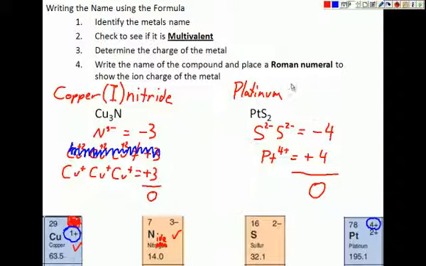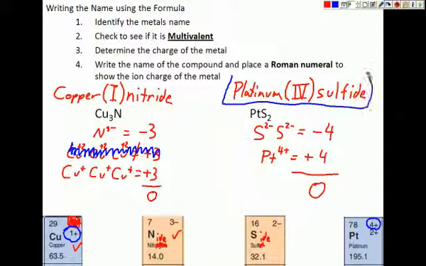So we're going to write the Roman numeral 4, which is 1, or I, and then V. And then we replace sulfur in here. But we have to remove the suffix and replace it with IDE. So sulfur becomes sulfide. And these are our final answers. Platinum 4 sulfide, copper 1 nitride.